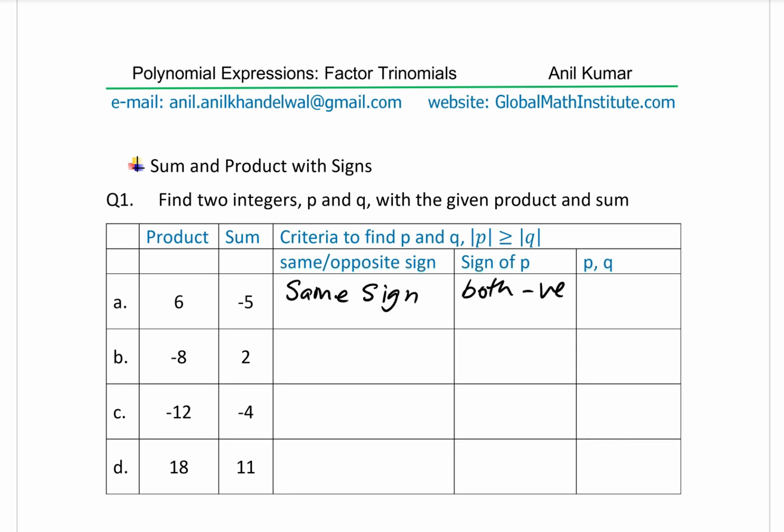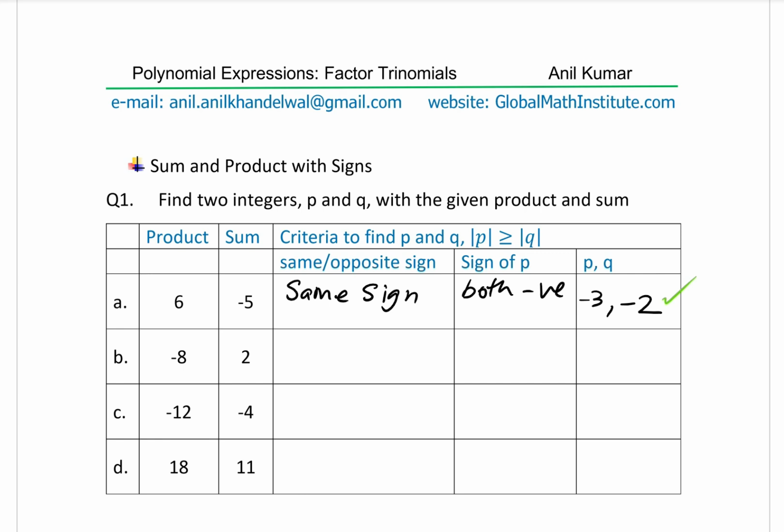Does that make sense? So what could the combinations be? To get 6, we could do 2 times 3 or 6 times 1. Well, 2 times 3 with the negative sign works for us. So we could write this as negative, let's say, 3 and -2. So when you multiply them, you get +6, and when you add, you get -5. So that is the correct combination. Is that understandable? Perfect.